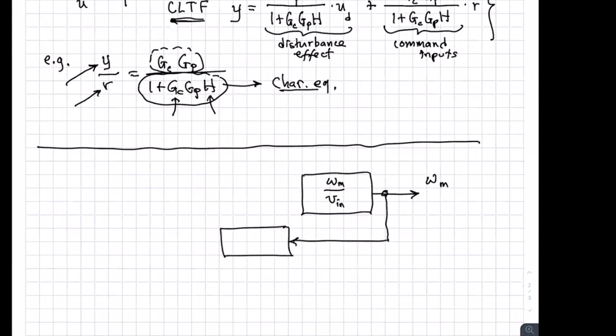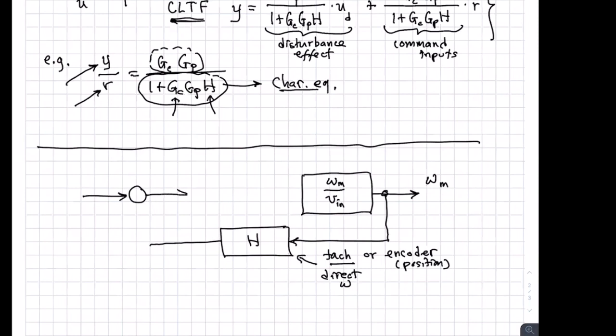There are different ways that you can measure this. This sensor is either a TAC or an encoder. But remember, the encoder gives you position, so it actually requires you to take a derivative of that. So the TAC gives you a direct omega measurement. So it's going to give us a measure of omega that we can feed back.